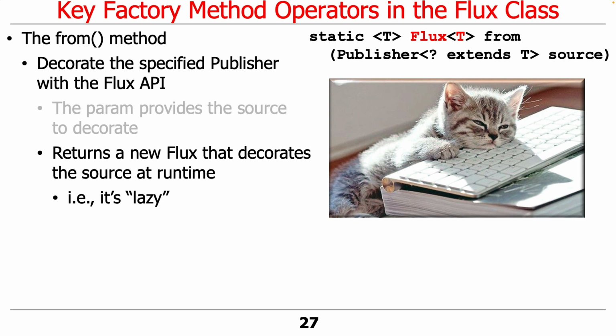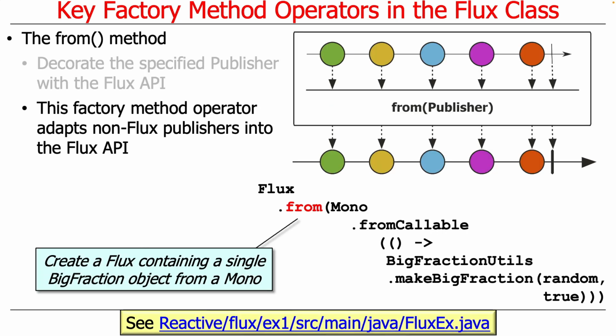So if you recall before, we had the puppy that always wants to play with you. Now we have a cat that wants to spend most of its time napping, usually until it hears the food dish being opened. This factory method operator, again, adapts non-Flux publishers into the Flux API. And it could also be Flux publishers, but it's usually non-Flux publishers. So what we're going to do here is, for example, create a Flux that contains a single big fraction object that's going to be emitted from a mono.